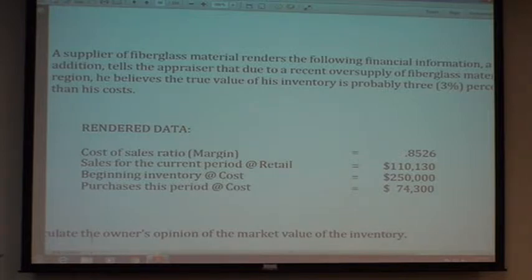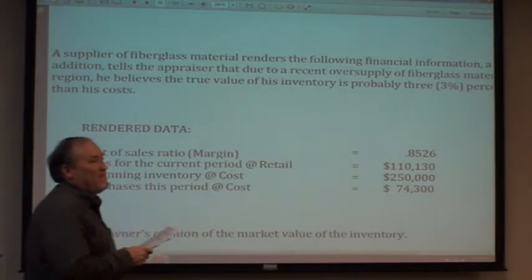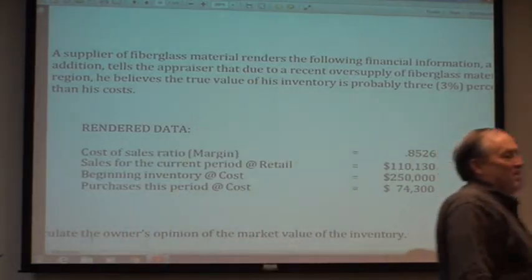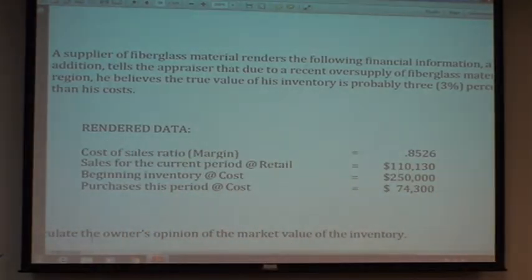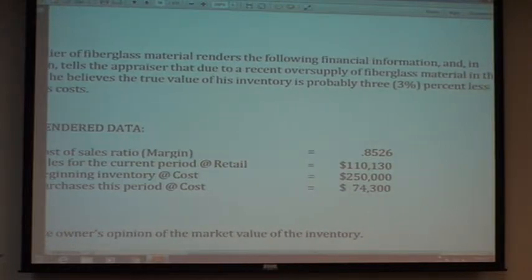So is that 3% less or more? It says that the inventory is probably 3%. Is it more or less than this cutoff rate? It says 3%. He's estimating his inventory is probably 3% less than his, I think it's less than his, yeah.